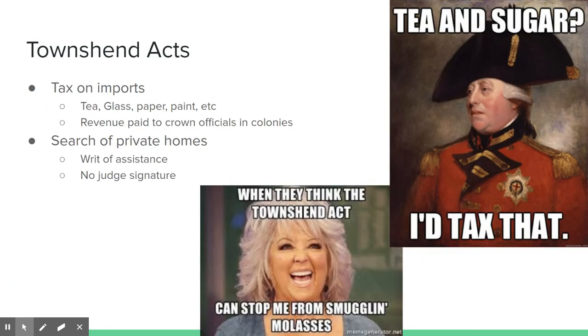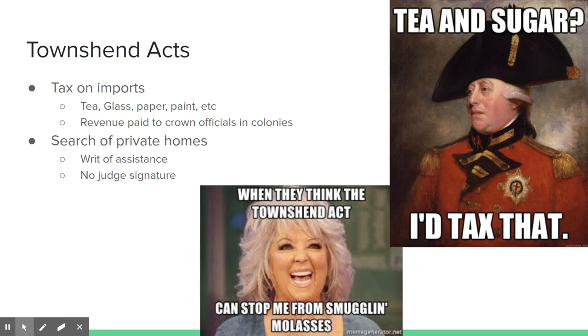Then we get to the Townshend Acts, which are one of the final straws that really push people over the edge. The Townshend Acts are taxes on imports, so tea, glass, paper, paint. The difference is, most of us pay taxes, and when we pay taxes, we expect it to go to something useful: roads, schools, buildings, infrastructure, whatever. These taxes were basically to make money to pay for the officials in the colonies. They're not doing anything to advance the colonies at all. It's just paying them to do it.